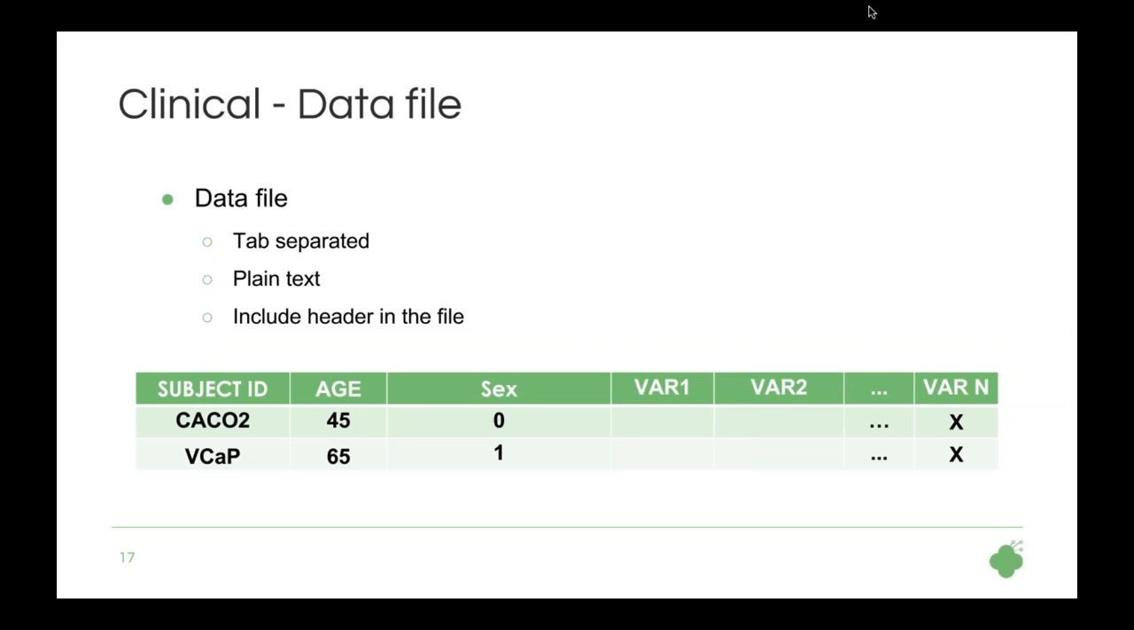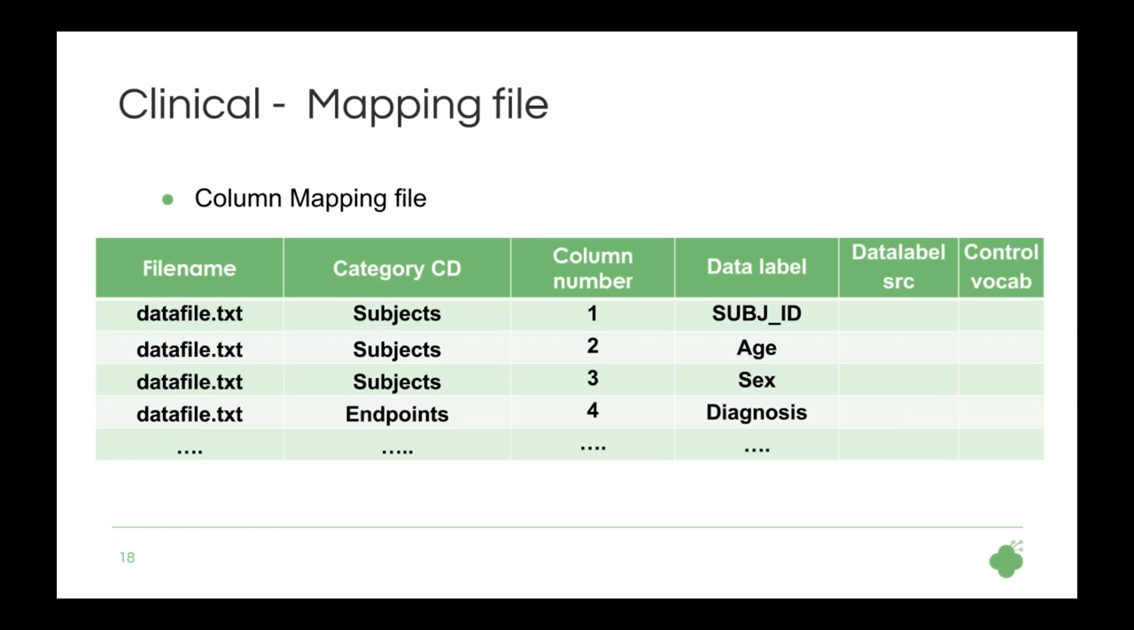Next to the clinical data file, you have to have a mapping file. The mapping file tells the ETL tool what each column in the input clinical data file means. It has six columns, and for now we'll focus on the first four, as the last two are not actively used for basic loading. The first column is the file name, where you specify the name of the clinical data file. The second column is the category CD, which is part of the path that you can see in the tranSMART tree. The third column is the column number in the clinical data file that this particular line represents. And the fourth column is the data label, which is inserted in the database as the actual label that you see in the tranSMART tree. The category CD and the data label together determine how the data ends up in the database and how you see it in the tree eventually.